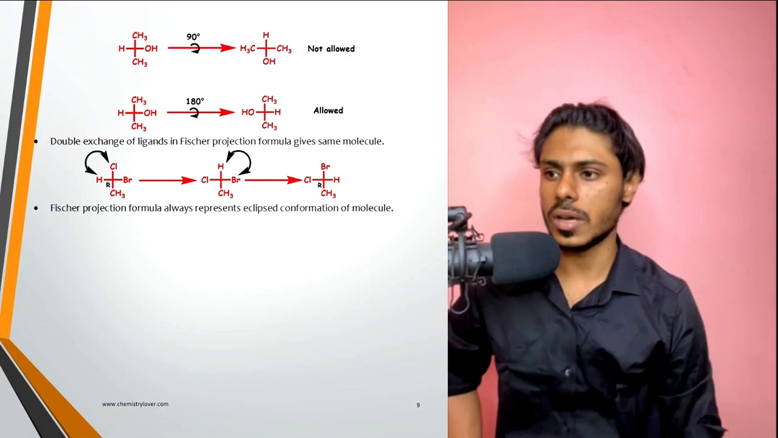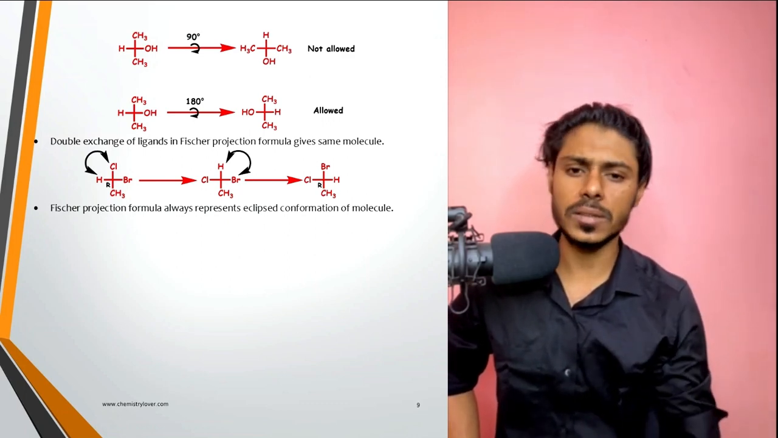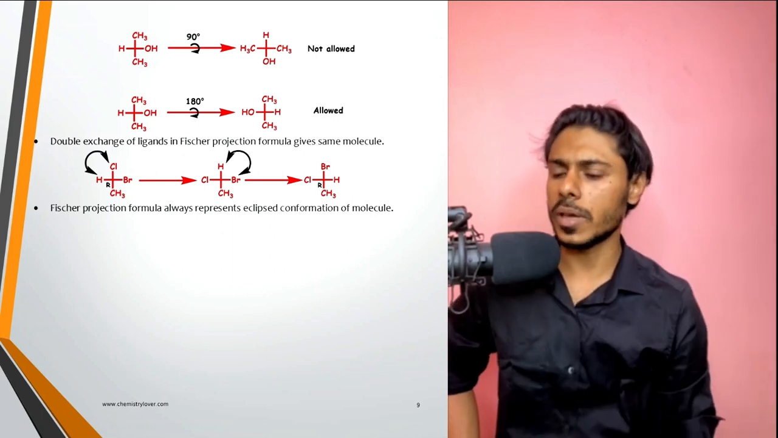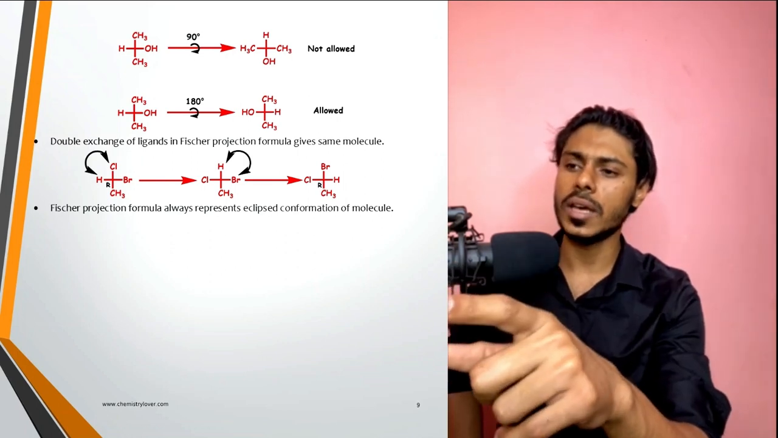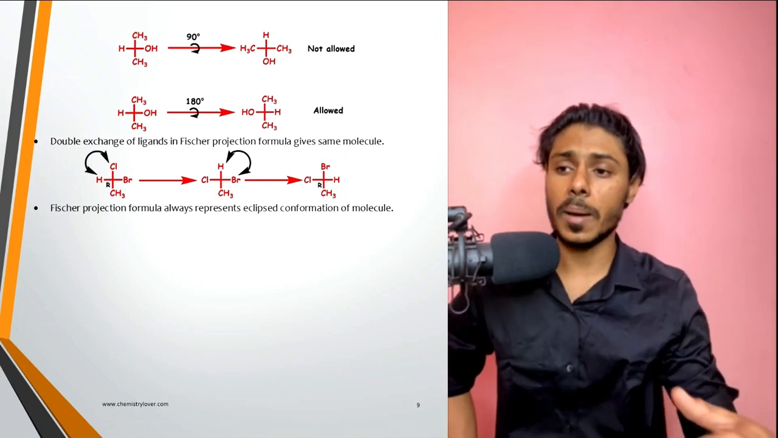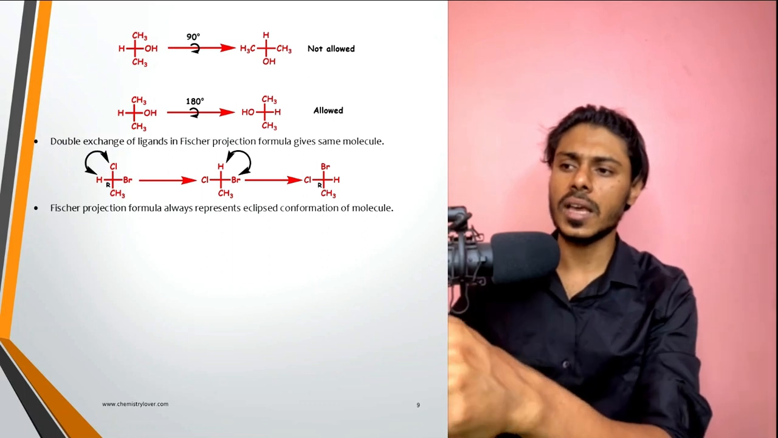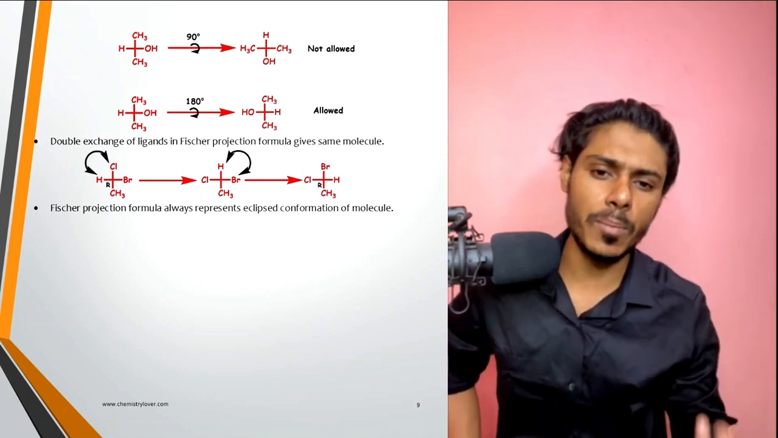So this is allowed. And the last rule is, in the Fisher projection formula, if you do a double exchange, what is meant by that? So if we do an exchange between hydrogen and chlorine, and then do another exchange between hydrogen and bromine, so we do a double exchange. So a double exchange will give you the same molecule, although you may think that the molecules on the right-hand side and left-hand side are different, but these two are the same molecule.